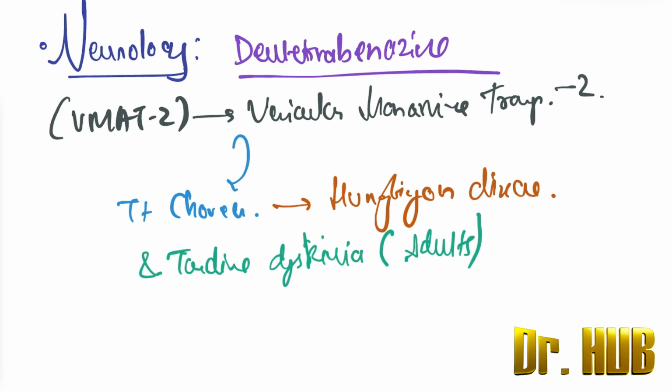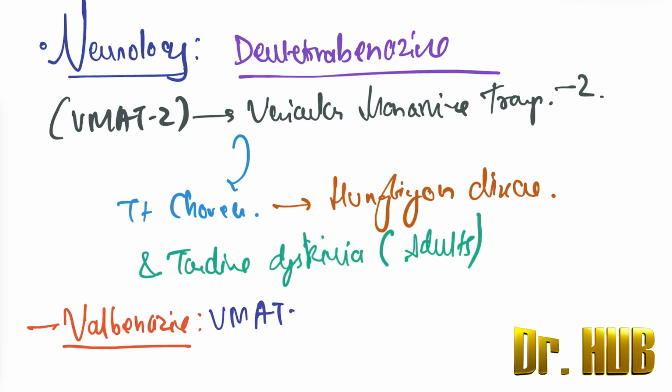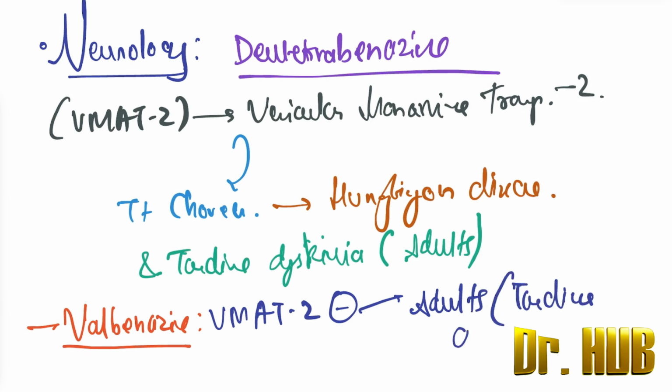Then we move on to the valbenazine. So in valbenazine there is a VMAT2. So what is meant by VMAT2? We have already discussed, it is a vesicular monoamine transporter 2 inhibitor. So it is used to treat the adults with tardive dyskinesia.